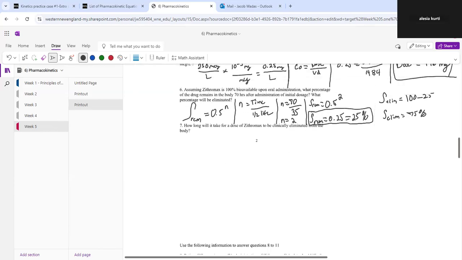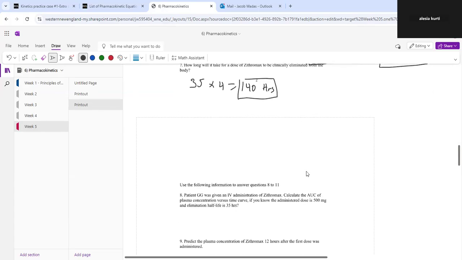No? All right. Question number 7, how long will it take for a dose of Zithromax to be clinically eliminated from the body? So how many half-lives does it take for that to happen? 4 half-lives, good. So what's the half-life of Zithromax? 35 hours, right? So 35 times 4. What's that equal? That's going to equal 140 hours. Does that make sense? Yeah. Good.